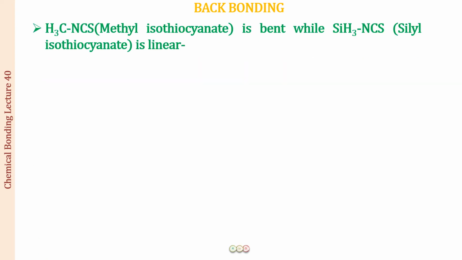Let's take another application. We have methyl isothiocyanate and silyl isothiocyanate. The isothiocyanate group is the NCS group. First of all we have methyl isothiocyanate, CH3NCS, and then we have SiH3NCS, which is silyl isothiocyanate. Methyl isothiocyanate is a bent molecule, whereas silyl isothiocyanate is linear. Why? So again, let us look at the structures first of all for these two molecules.